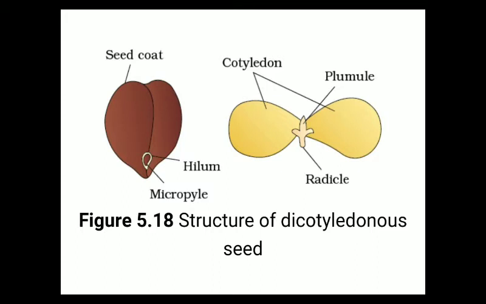This lower part is known as radicle, which will give rise to the root system, and this upper part is known as plumule, which will give rise to the future shoot system. And the second part of the embryo is the cotyledon. This wing-like structure is the cotyledon. Cotyledon is an embryonic leaf which possesses the reserve food material.